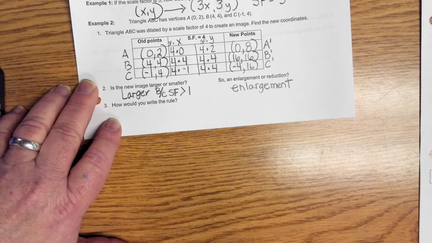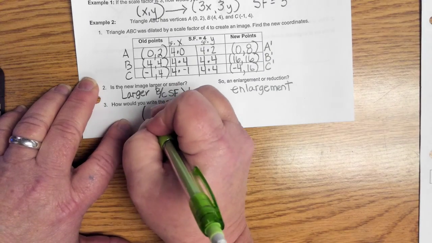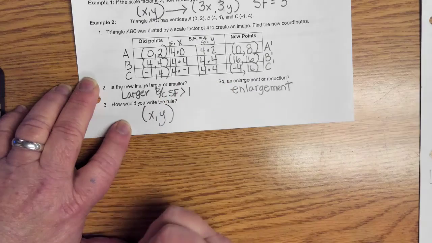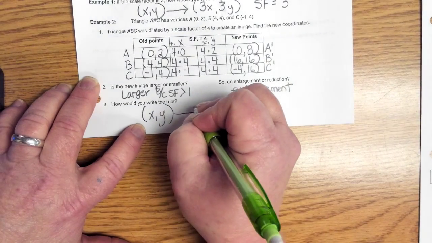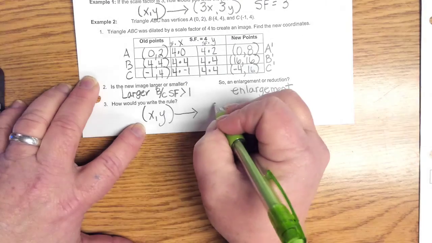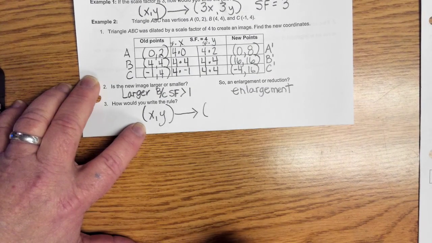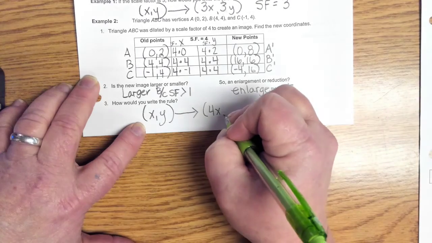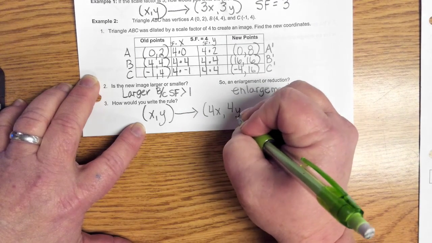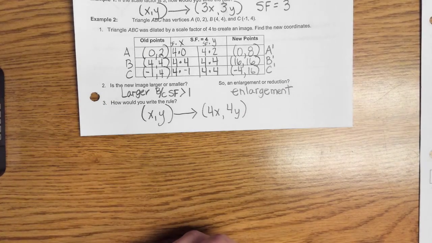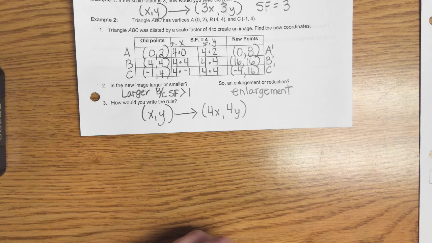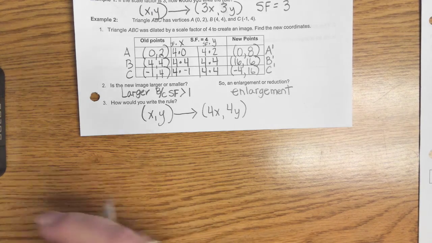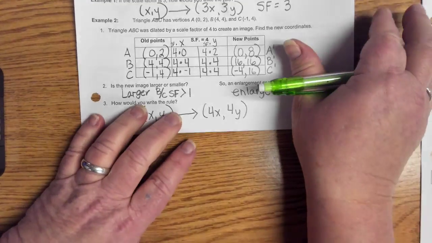And how would you write the rule? For each x and y coordinate pair, what are you going to do to the x? You're going to put 4 times your x value and 4 times your y value. Make sense? That's not too bad, is it? Okay. All right.